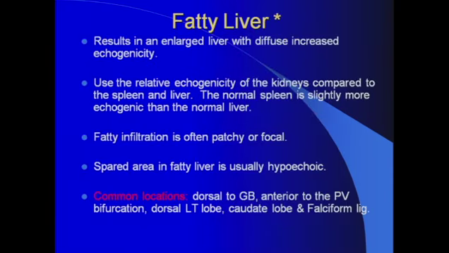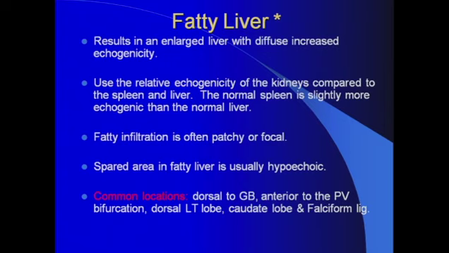When we talk about diffuse liver disease, we have to really stop at this important fact, which is fatty liver, or fatty infiltration of the liver. Now, fatty infiltration of the liver results in enlargement of the liver with diffuse increased echogenicity. Use the relative echogenicity of the kidneys, provided the kidneys are normal, and compare it to the spleen. The normal spleen is slightly more echogenic than the normal liver. Fatty infiltration is often patchy or focal. Now, a spared area in a fatty liver is usually hypoechoic.